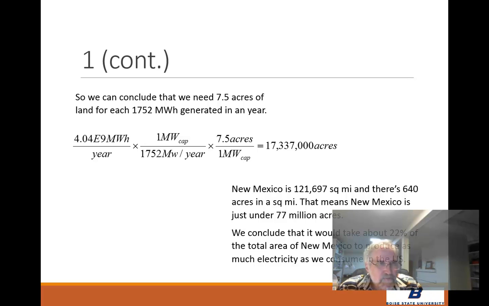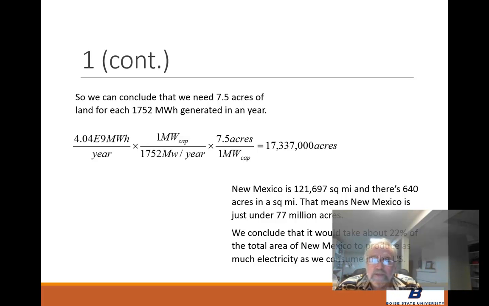So you can combine a couple of facts together and say that for 1,752 megawatt hours of electricity in a given year, we'd have to dedicate 7.5 acres. So we've got enough information now to do a simple math calculation. Go back to our original, and it's 4.05, not 4.04 as I show here, times 10 to the ninth megawatt hours per year. That's how much electricity we need. And then we know for every megawatt of capacity, we get 1,752 megawatt hours in a year. Multiply that times 7.5 acres per megawatt of capacity, and we get 17,337,000 acres of land we would need.